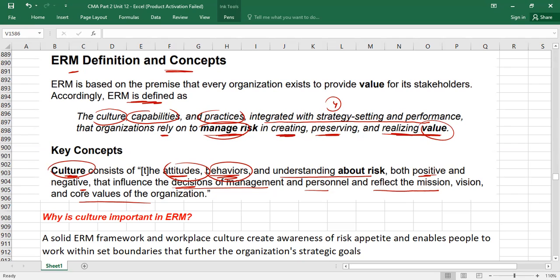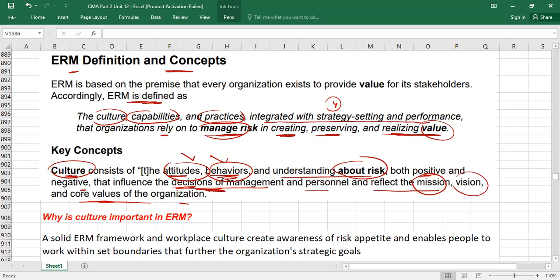So culture means we will set the attitudes of the people, the behavior of the people, and their understanding about risk. Why do we need this? Because we need proper risk management, to take better decisions. Why are better decisions important? Because we want to achieve the mission, vision, and core values of the organization.